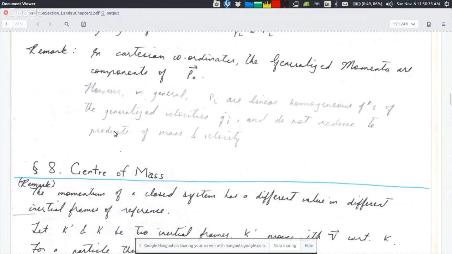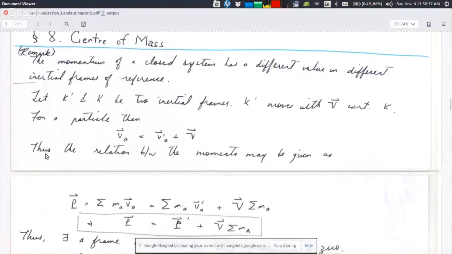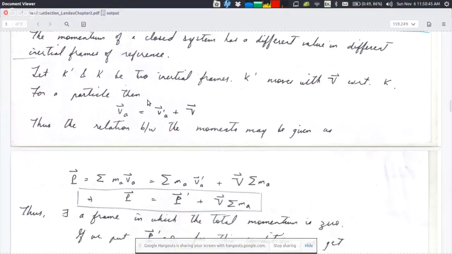Okay. Now let's go on to center of mass. The momentum of a closed system has a different value in different inertial frames of reference. Let K prime and K be two inertial frames. K prime moves with velocity V with respect to K.